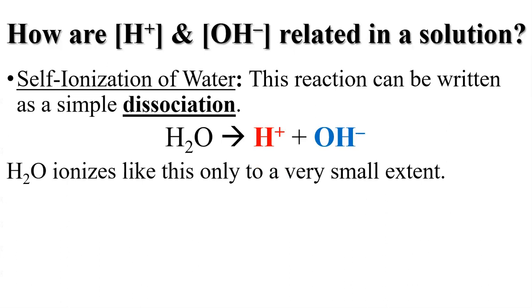Okay, so the self-ionization of water, this reaction can be written as a simple dissociation. Dissociation is separating a compound into its separate components. So it's separated into a positive hydrogen cation and a negative hydroxide anion, polyatomic ion. H2O ionizes like this only to a very small extent.